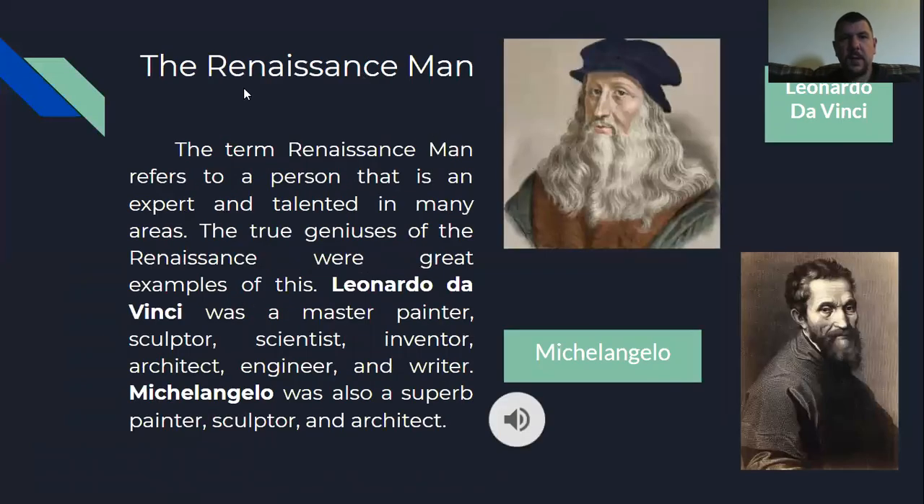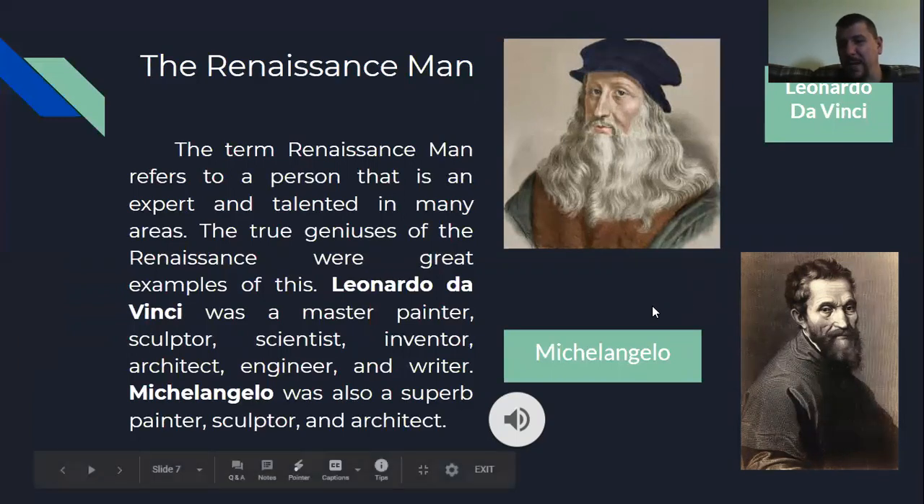All right. So we had this thing called the Renaissance man. The term Renaissance man refers to a person that's an expert and talented in many areas. Right here you have Leonardo da Vinci. He was a master painter. He painted the Mona Lisa. That's one of the things he's famous for. He was a sculptor. He was a scientist. He invented things. He drew one of the first models of an airplane. And he's also an engineer and a writer.